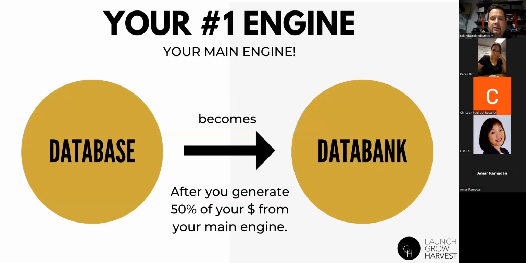The reason the database needs to be your number 1 engine is, one, it makes managing your business so much more enjoyable. You get so much more business from it, and it's a tangible asset. If you can turn your database into a data bank, which essentially means once you generate 50% or more of your annual business from your database, you have a data bank. That is a tangible asset that you could sell to another realtor.